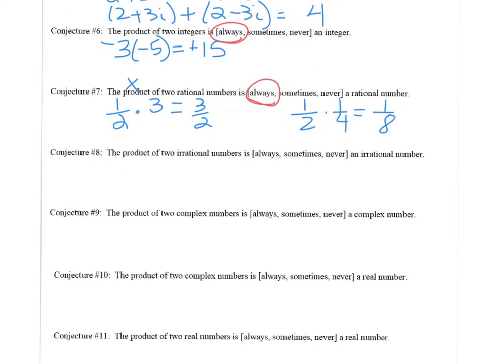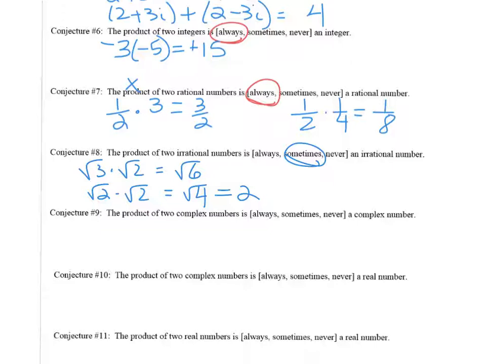Let me circle my answers for those. For 8, we're going to say sometimes. The product of two irrational numbers is sometimes irrational. So a true statement is something like root 3 times root 2. That's root 6. That's still irrational. But let's say we do root 2 times root 2. Well, that's the square root of 4, which is an integer of 2. Oh, a natural number of 2. So that is a not true statement for the irrational number. So that is why I chose sometimes for 8.